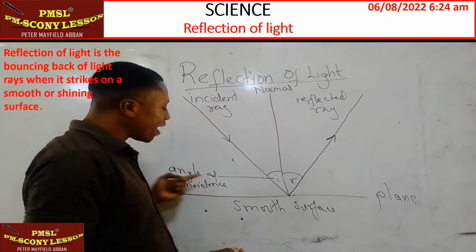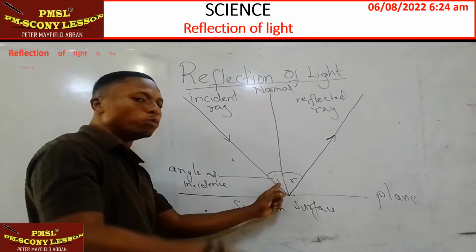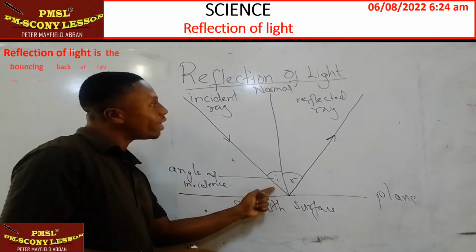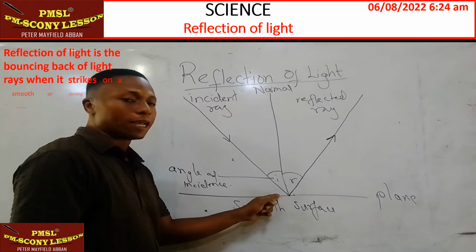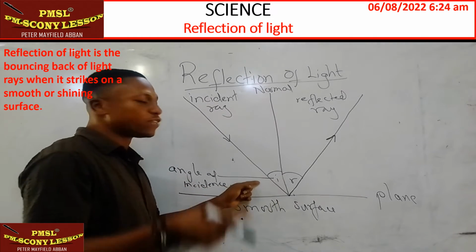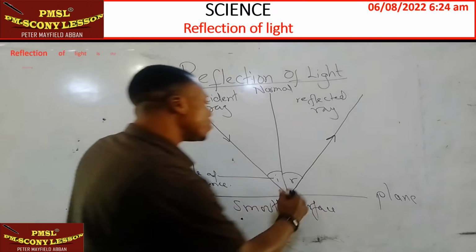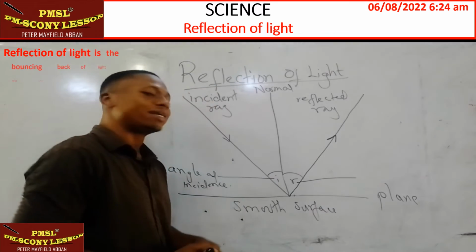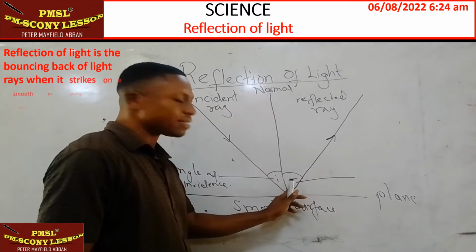So, what is the angle of incidence? The angle of incidence is the angle formed between the incident ray and the what? Normal. I'm going to repeat myself again. What is the angle of incidence? The angle of incidence is formed between the incident ray and the normal.